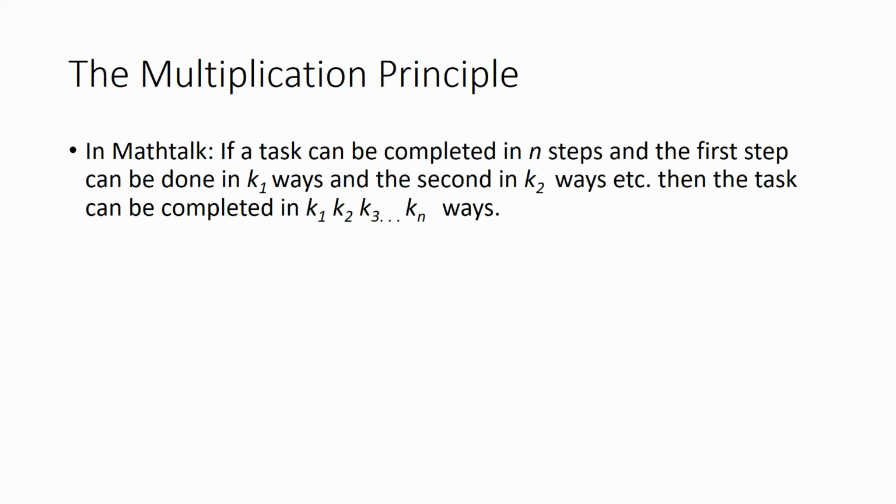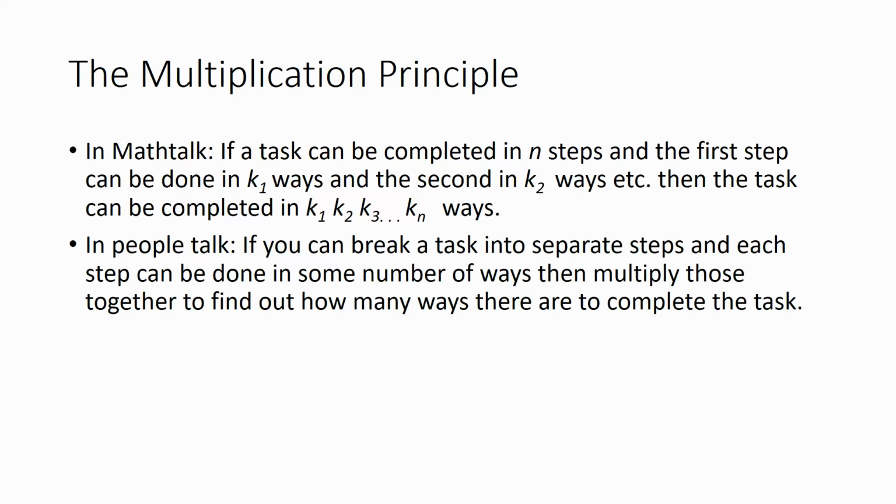The fancy way of saying it is that if you can complete a task in n steps, and the first step can be done in k1 ways, and the second step in k2 ways, etc., then the task can be completed in k1 times k2 times k3 up to kn ways. Or more simply, if you can break a task into separate steps, and each step can be done in some number of ways, then multiply those together to find out how many ways there are to complete the task.